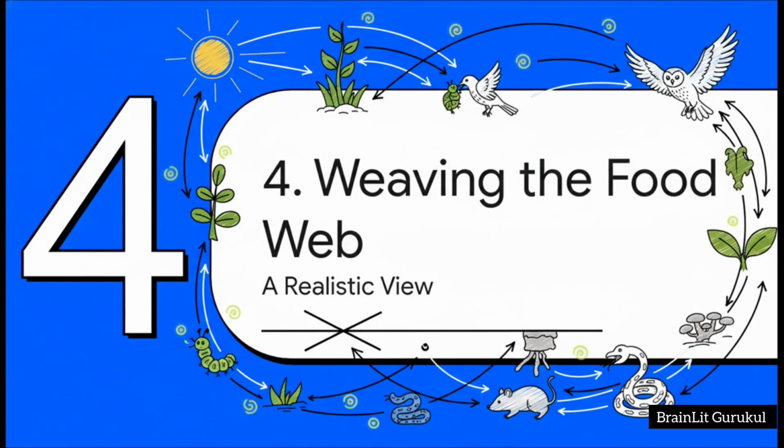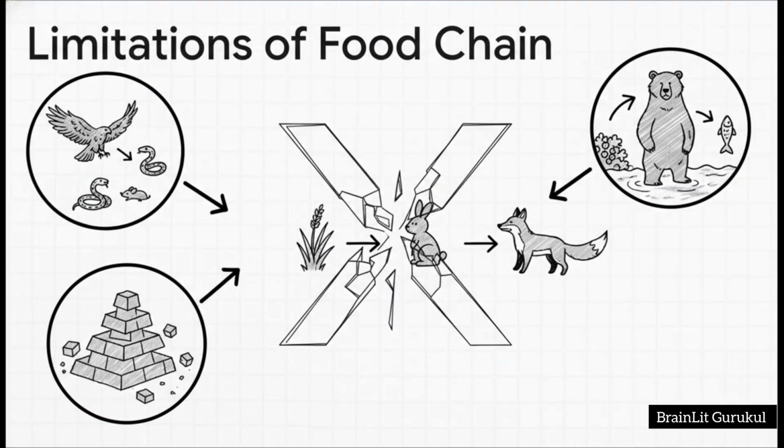Okay, so the food chain is a great starting point, a fantastic teaching tool, but let's be real. Nature is messy. It's almost never a simple straight line. So it's time to move from that line to a much more realistic, tangled network. So what are the big problems with just sticking to the food chain model?